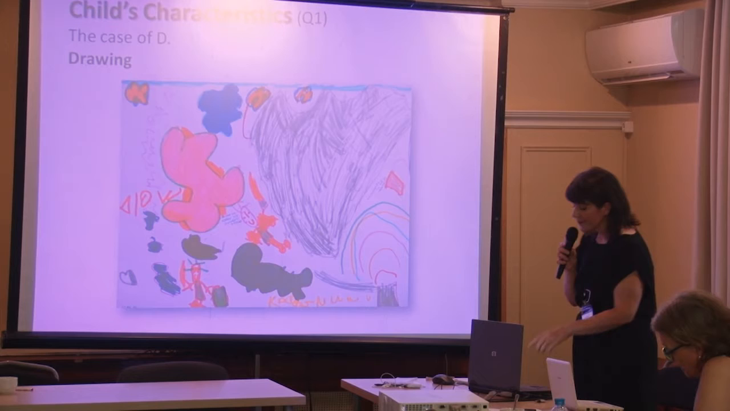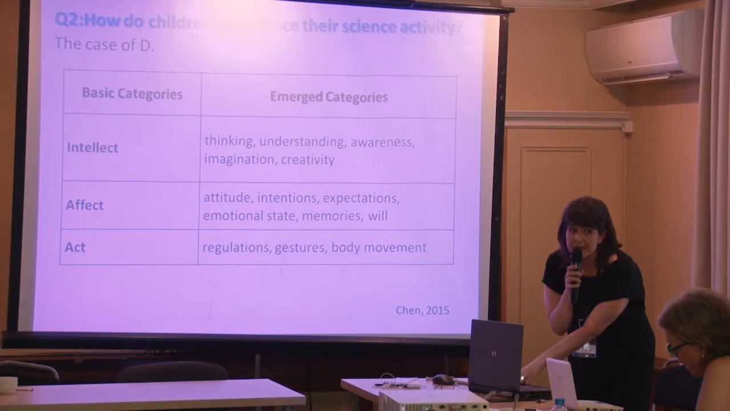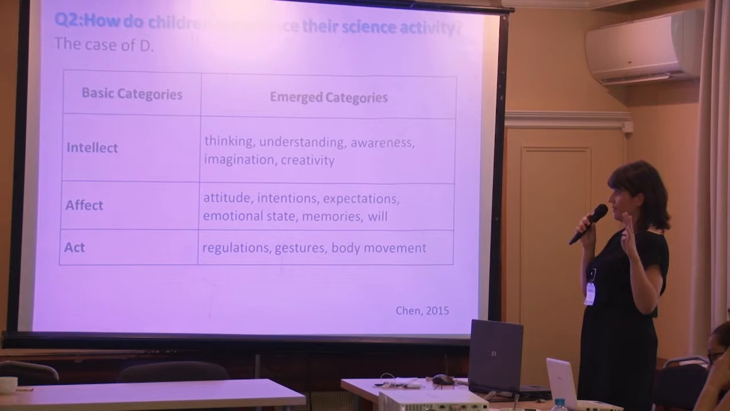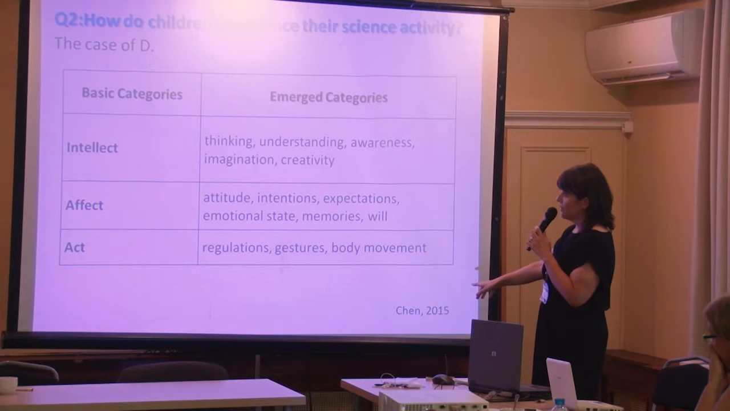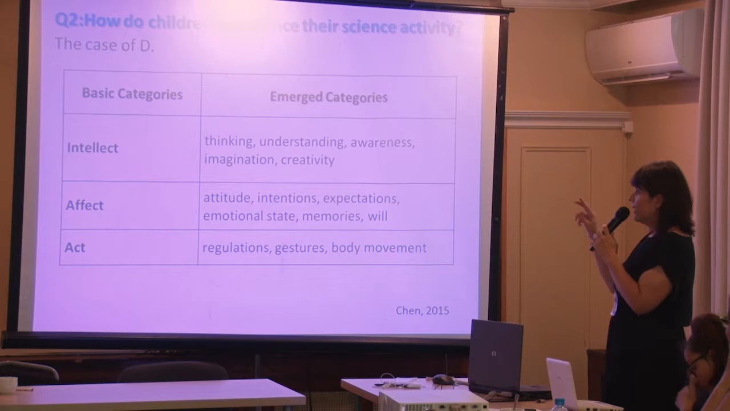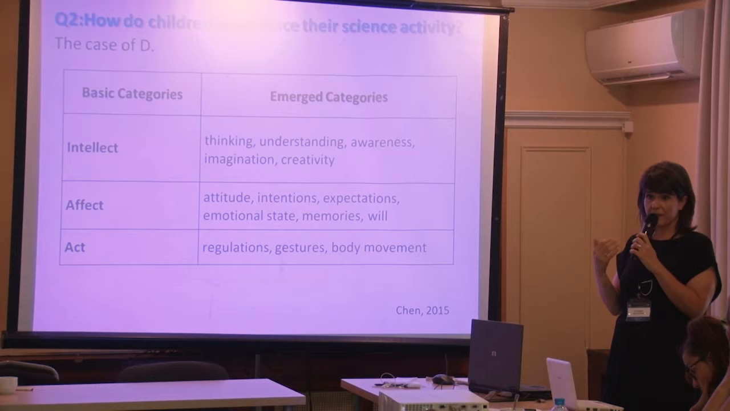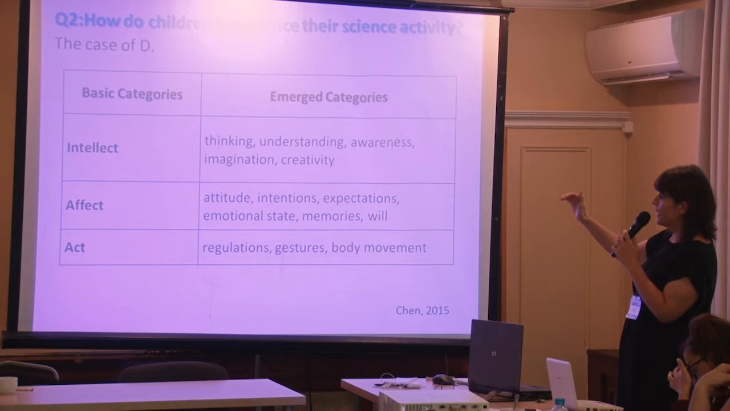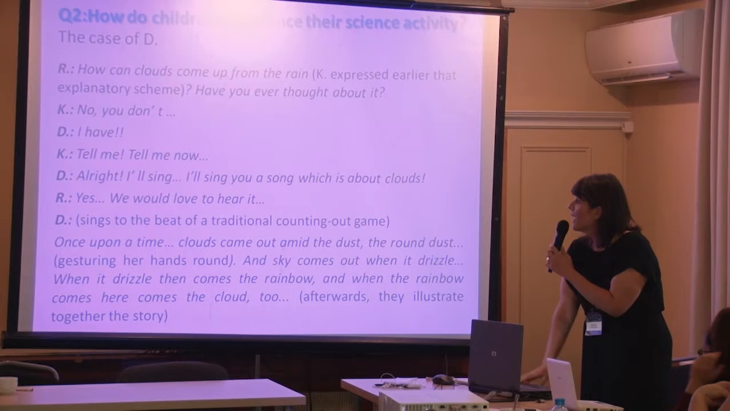And let's go to the second research question. This is the second one. It's about how children experience their science activity. And here we have three basic categories to analyze our data. I have put these references because I think that Chen has added the concept of ACT to the concept of intellect and affect, which was introduced by Vygotsky, but now we have also ACT. And as you see, there are a lot of emerged categories which are classified to these three basic categories.